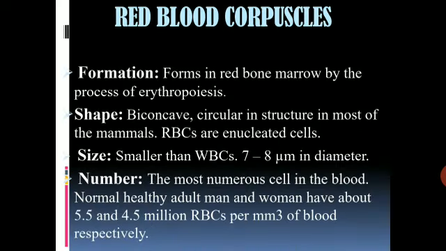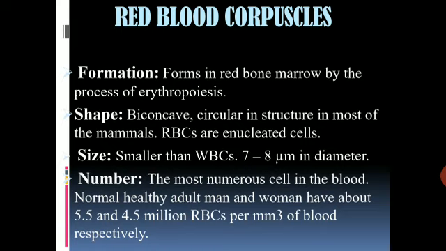When we talk about RBCs, they are basically formed in red bone marrow by the process called erythropoiesis. So what is this erythropoiesis? The process of formation of RBCs in red bone marrow. If we talk about shape of RBC, they are biconcave and circular in structure in most of the mammals, but that doesn't mean it is the only shape. We have certain exceptions to it as well. But yes, in most of the mammals, it is biconcave and circular in structure.